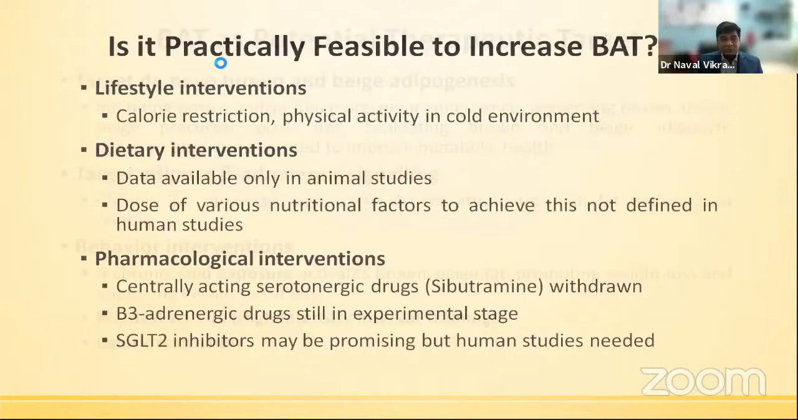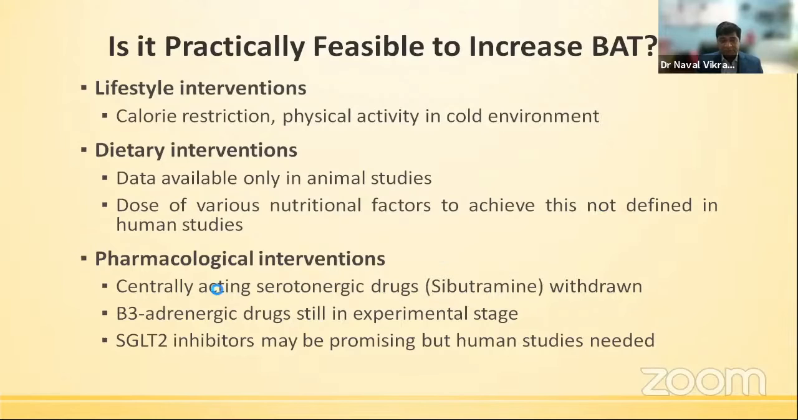Now, coming to the point, is it practically feasible to increase brown adipose tissue? I don't know. Lifestyle interventions like calorie restriction, physical activity in cold environment, yes, it is possible if done properly, but it needs a very dedicated patient or a dedicated individual, I would say. The dietary interventions, as I mentioned, the various factors, the data is available only in animal studies. The dose of various nutritional factors to achieve this has not been defined in human studies so far.